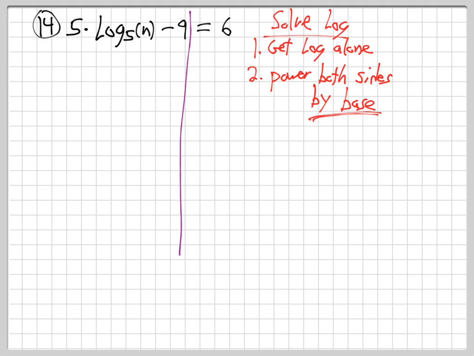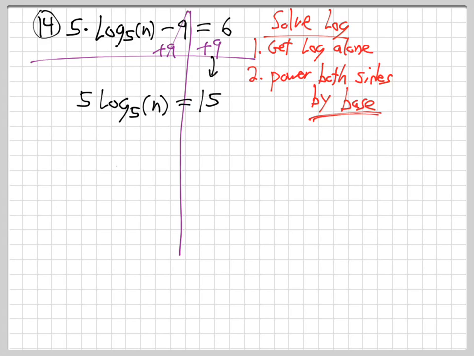Here's the equal sign. So first off, let's add 9 to both sides. We've got to get this log alone. Just like powers, you've got to get them alone first. 5 log base 5 of n equals 9 plus 6, 15. And next step to get the log alone, we are going to divide by 5, right? Because that 5 in the front is multiplied. That'll get rid of that 5. And so we have log base 5 of n is what? 3. 15 divided by 5 is 3.